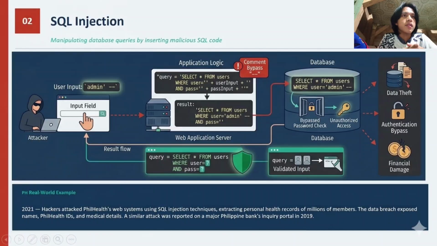It's one of the oldest and, I think, still most common vulnerabilities on the OWASP Top 10. It works by inserting malicious SQL code into an input field that gets passed directly to a database query. A classic example is typing admin, apostrophe, dash dash as a username. The app builds a query where the double dash comments out the password check entirely, so the attacker gets in without a valid password. The consequences are data theft, authentication bypass, or full database takeover.